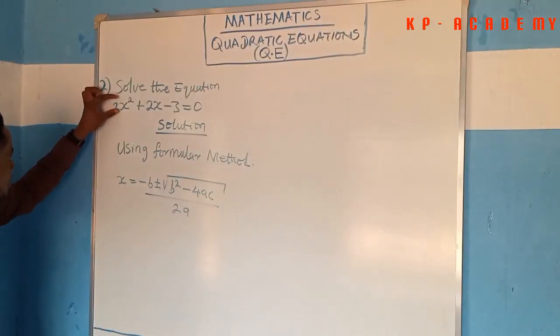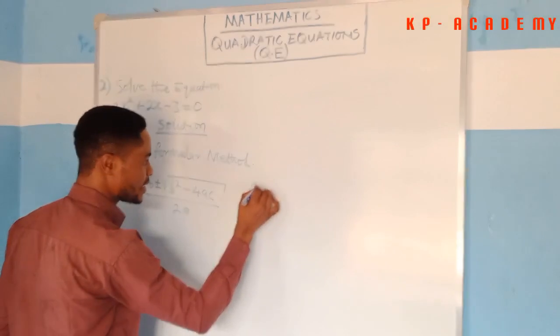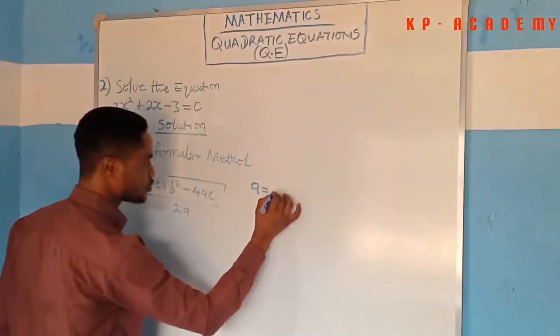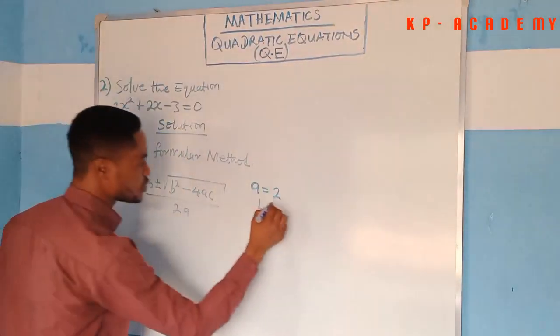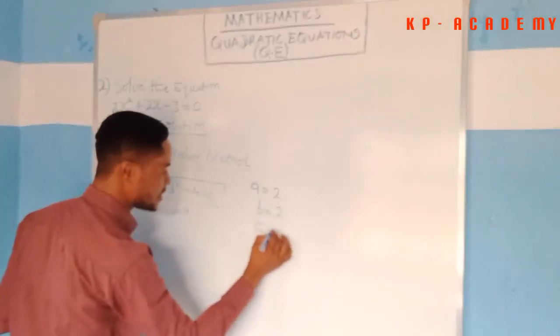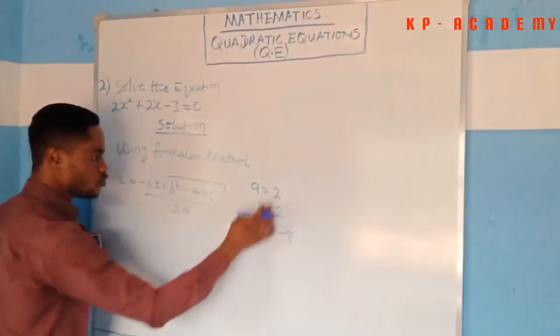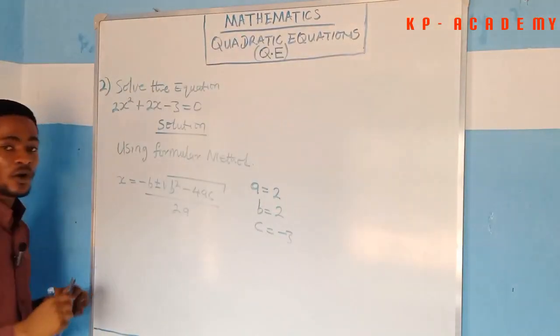So it means that from this equation given to us to solve, we're going to get what our a, b, and c stand for. So from this equation, our a is equal to the coefficient of x squared, which is nothing but 2, and our b is the coefficient of x, which is also 2, and our c is the constant, which is minus 3 in this case. So we're going to plug in all of these values inside this equation, hence get the value of x.